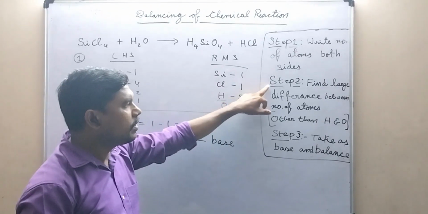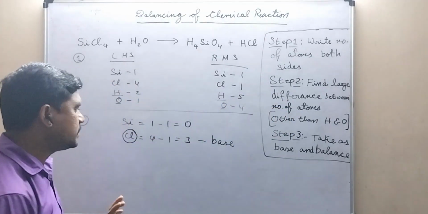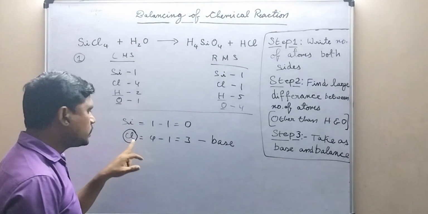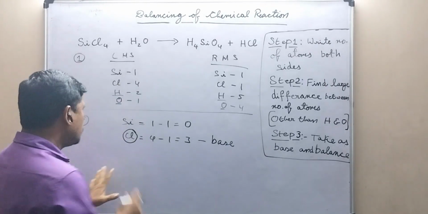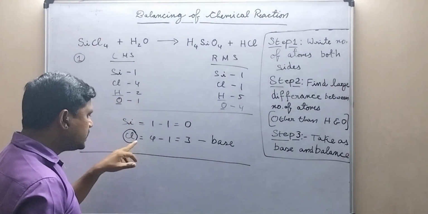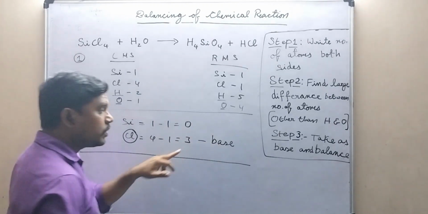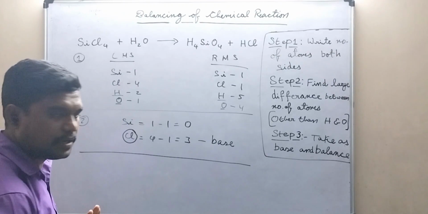So what is step 2? Finding the large difference between the number of atoms. The atom with the large difference is chlorine. So we found it. Step 2 is over. We take it as a base, and now balance the reaction.